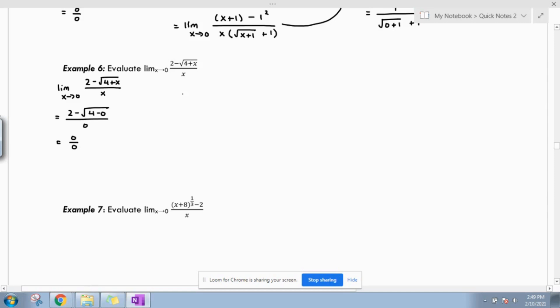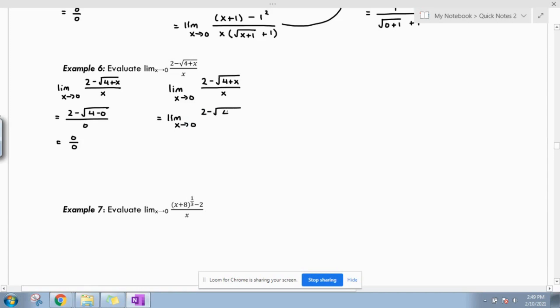So let's think about it again. This looks similar to example 5. I've got some radicals, which means I'm going to have to rationalize. More specifically, I'm going to have to rationalize my numerator because my radicals are in my numerator. So I'm going to start off my question: the limit as x approaches 0 of (2 minus the square root of 4 plus x) all over x. I'm going to multiply by the conjugate of my numerator.